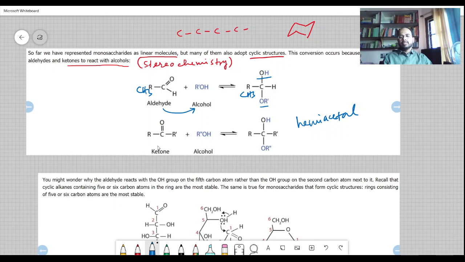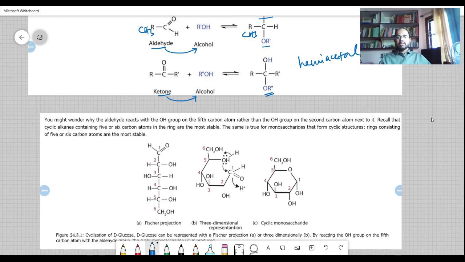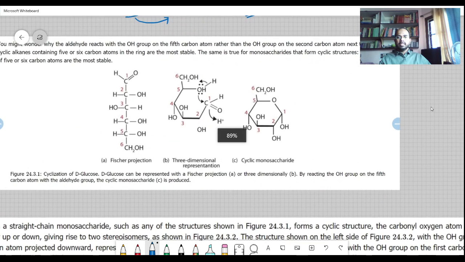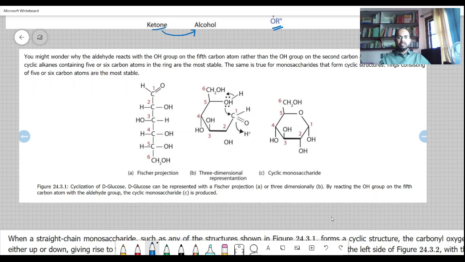Here this one is an example for ketone. So this is aldehyde and this is ketone. The ketone is also reacting with alcohol to give the same type of compounds with the OR group. Now it says you might wonder why the aldehyde reacts with the OH group on the fifth carbon rather than the OH of the second carbon atom next to it. That means there is a reactivity preference.